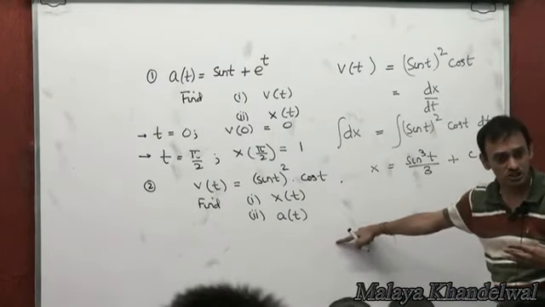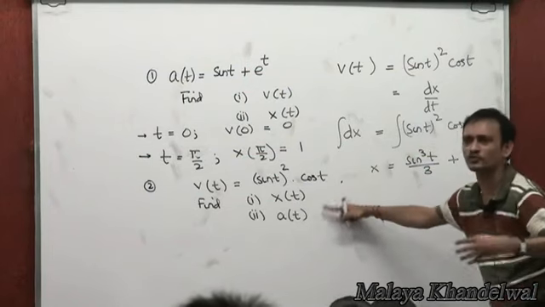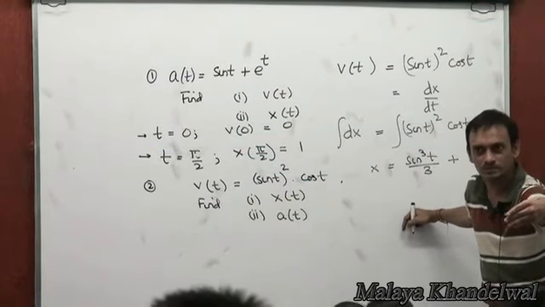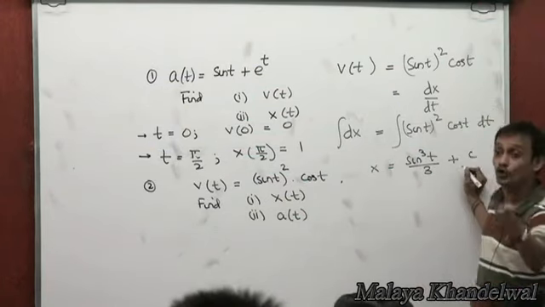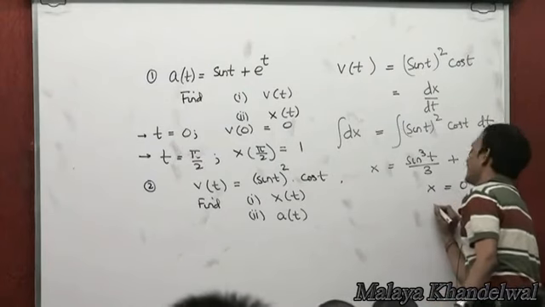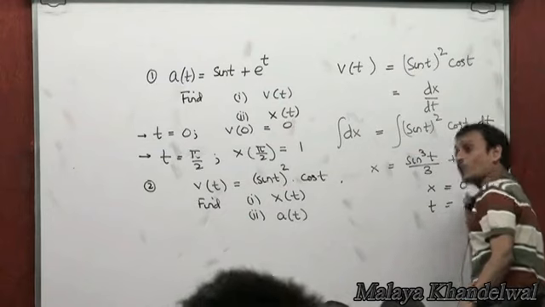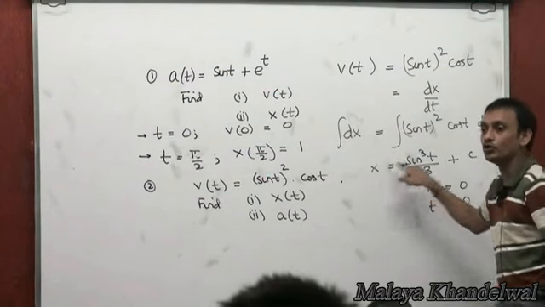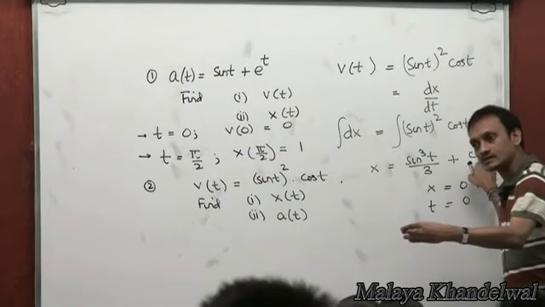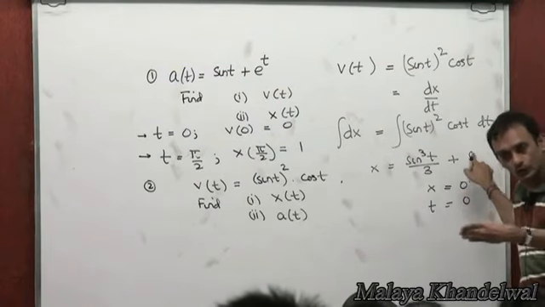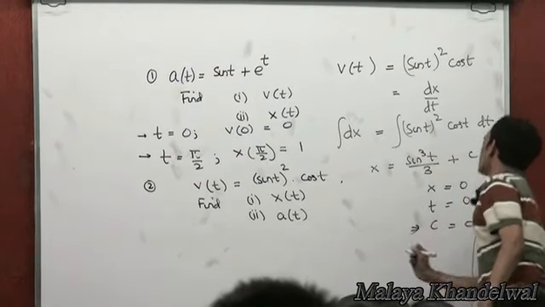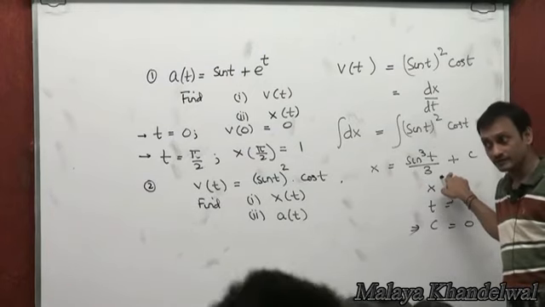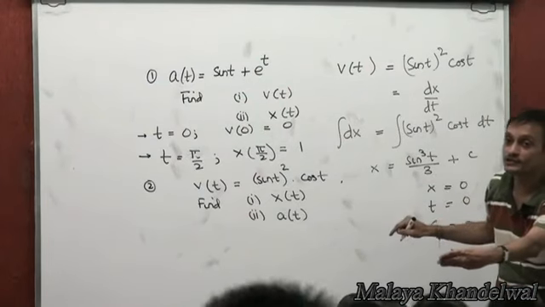And then, I gave you boundary conditions. I wiped them off, so I don't remember exactly what the boundary conditions were. When x is 0, t equal to 0. That's what I prescribed. So put t equal to 0, x is 0. That will bring c to be 0, right? So then I get x equal to sin cube t.